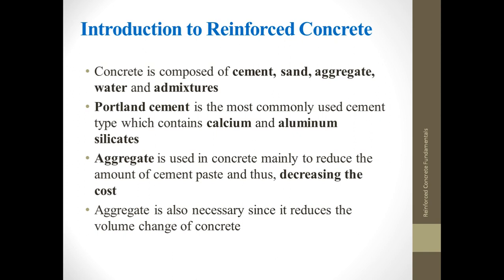One of the other materials that is added to concrete is the aggregate. Aggregate is mainly used in concrete to reduce the amount of cement paste and thus decrease the cost because, as we have mentioned, cement is the most expensive part. Aggregate is also necessary since it reduces the volume change of concrete. Volume changes beyond our expectations and calculations lead to huge problems at the construction site. Therefore, aggregate is also an important material in the mix.